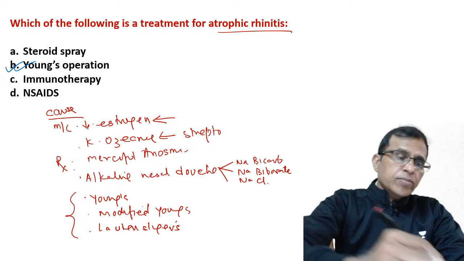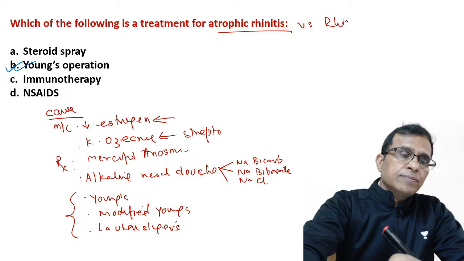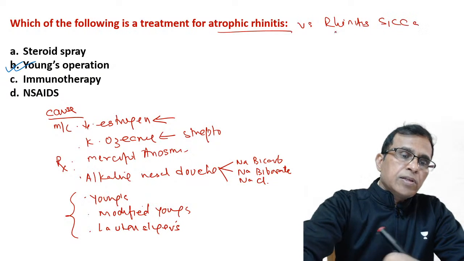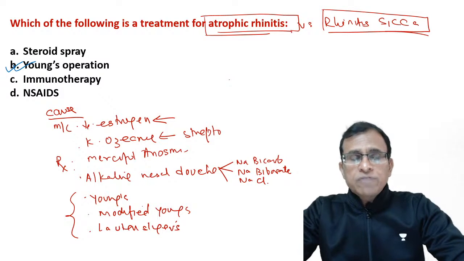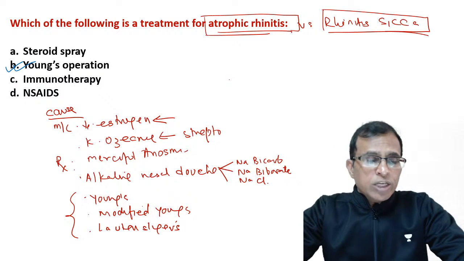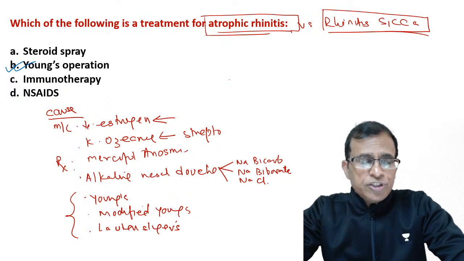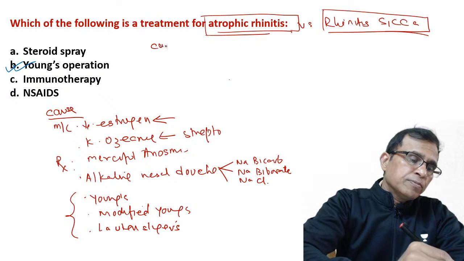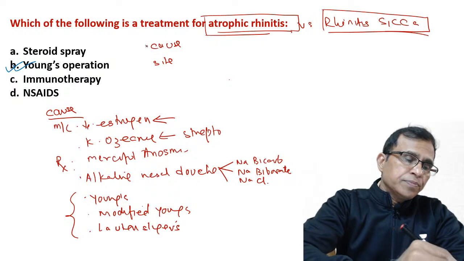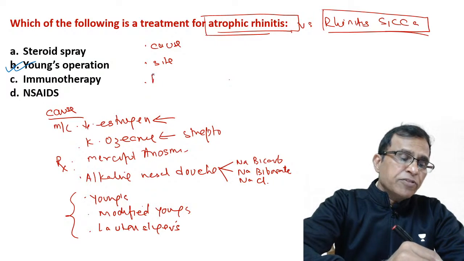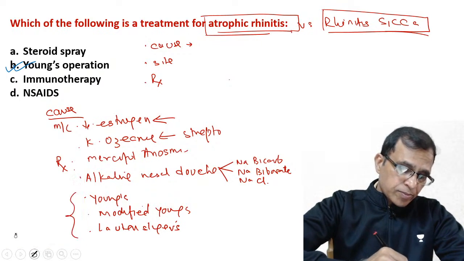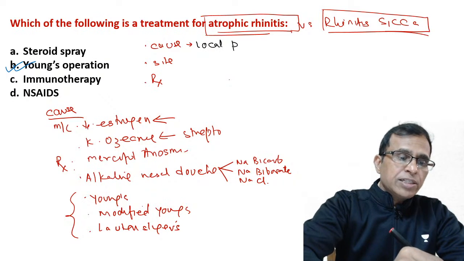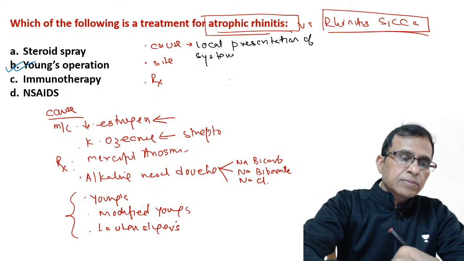Right. Now, very interestingly, atrophic rhinitis versus rhinitis sicca. Now, these two conditions present very similarly. Both have dryness in the nose, both have crust formation, both have foul smell from the nose, both can have bleeding. All this is possible. So how do you differentiate? One is cause, second is site involved. These are the two main things, and therefore the treatment varies. Atrophic rhinitis, I always describe this as a local presentation of a systemic problem.